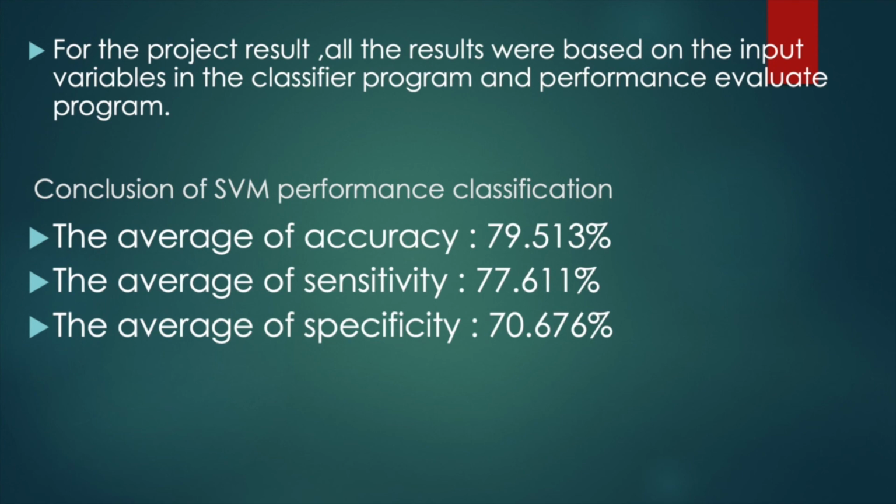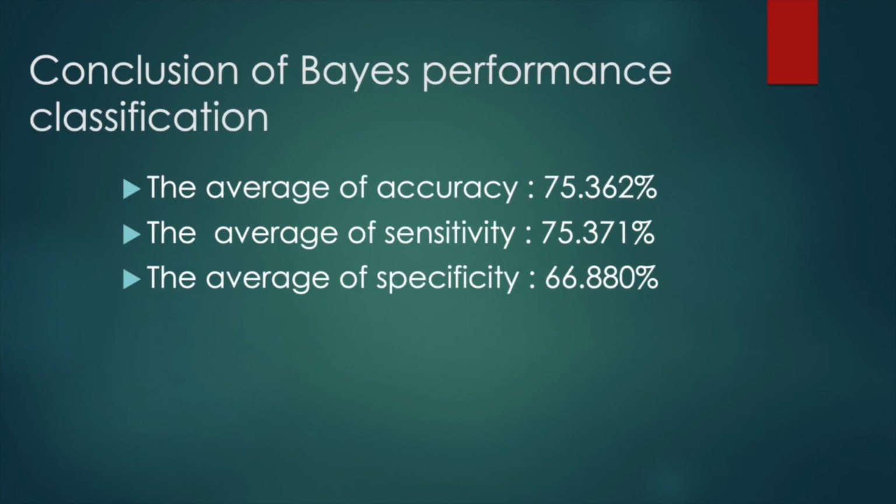The first one is the conclusion of SVM performance classification. We got the average accuracy of 29.513%. The average sensitivity is 77.611%. And the last one, the average specificity, is 20.676%.